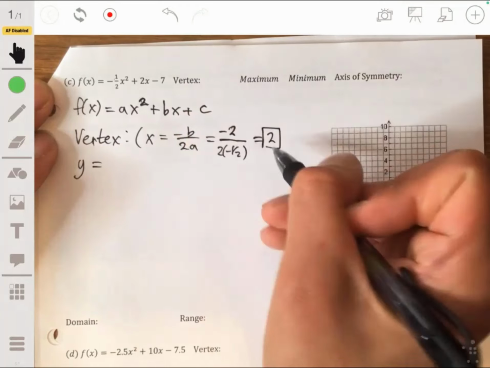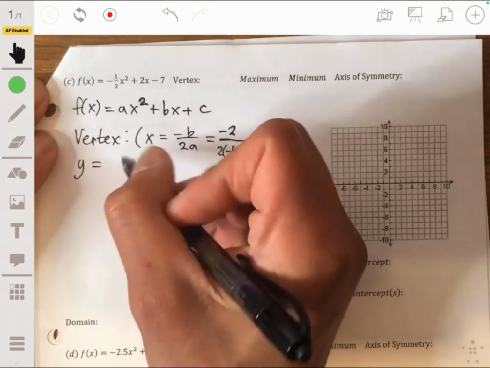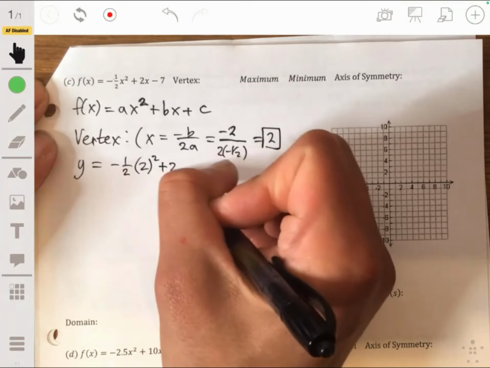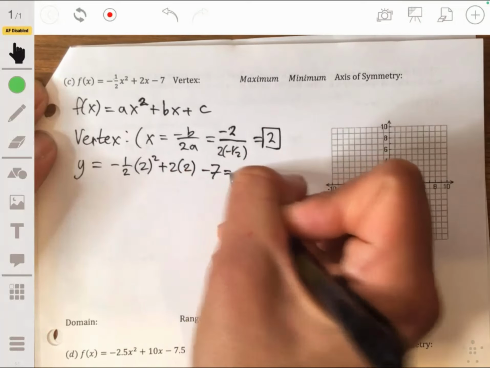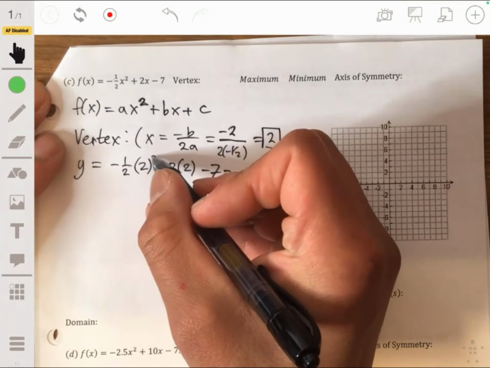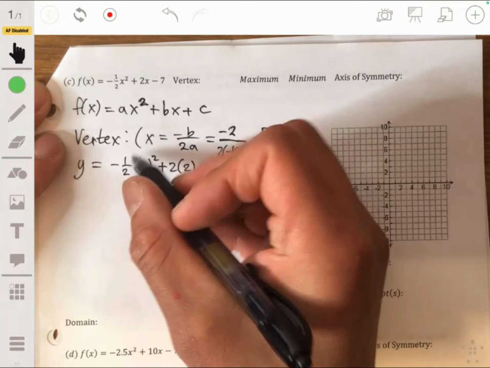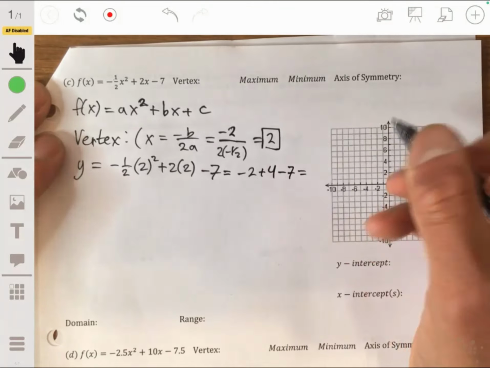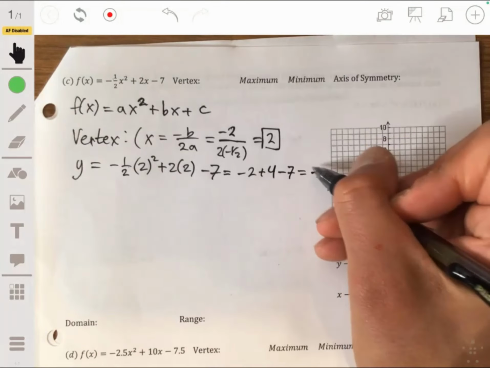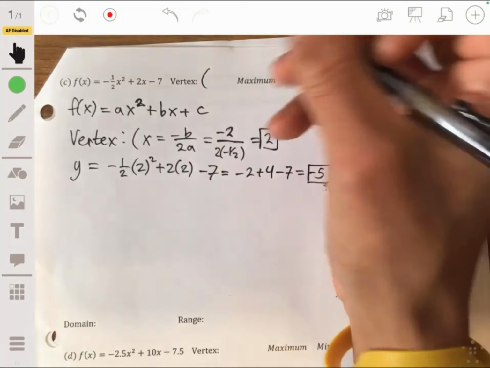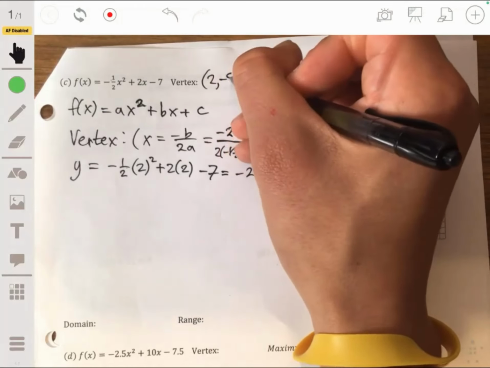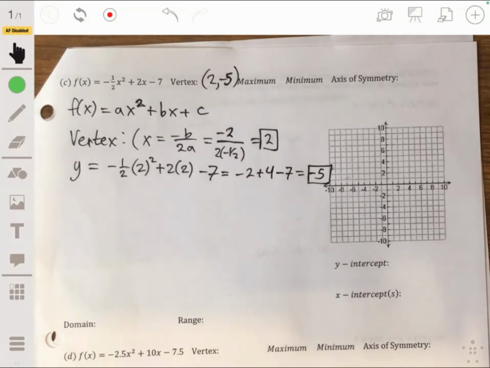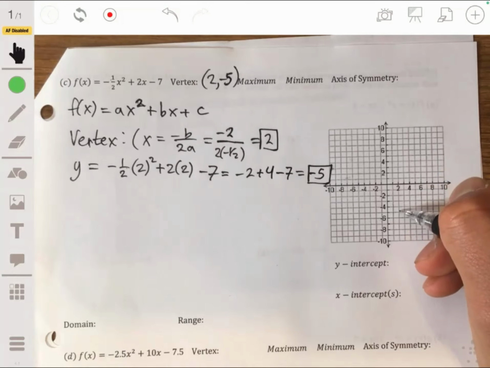And then to find y, we just plug 2 into this equation. So -1/2 times 2 squared plus 2 times 2 minus 7. So -1/2 times 4. So we get -2 plus 4 minus 7. So we get -5. So our vertex is 2, -5.